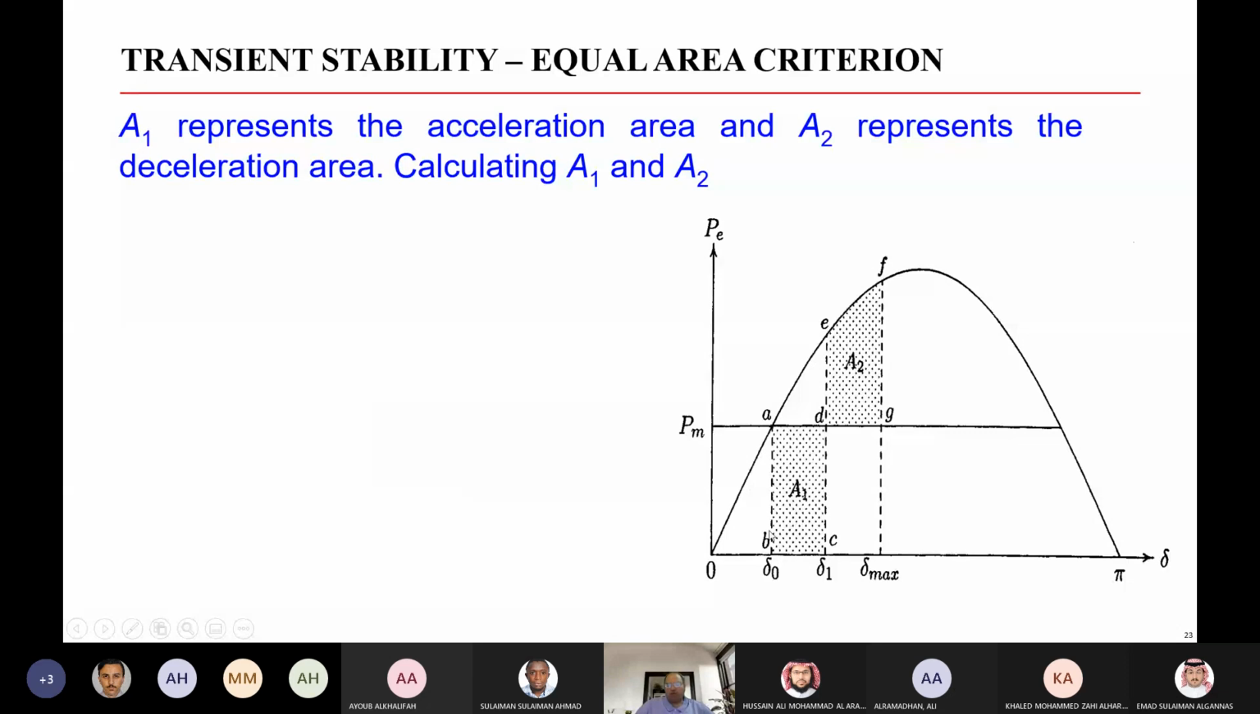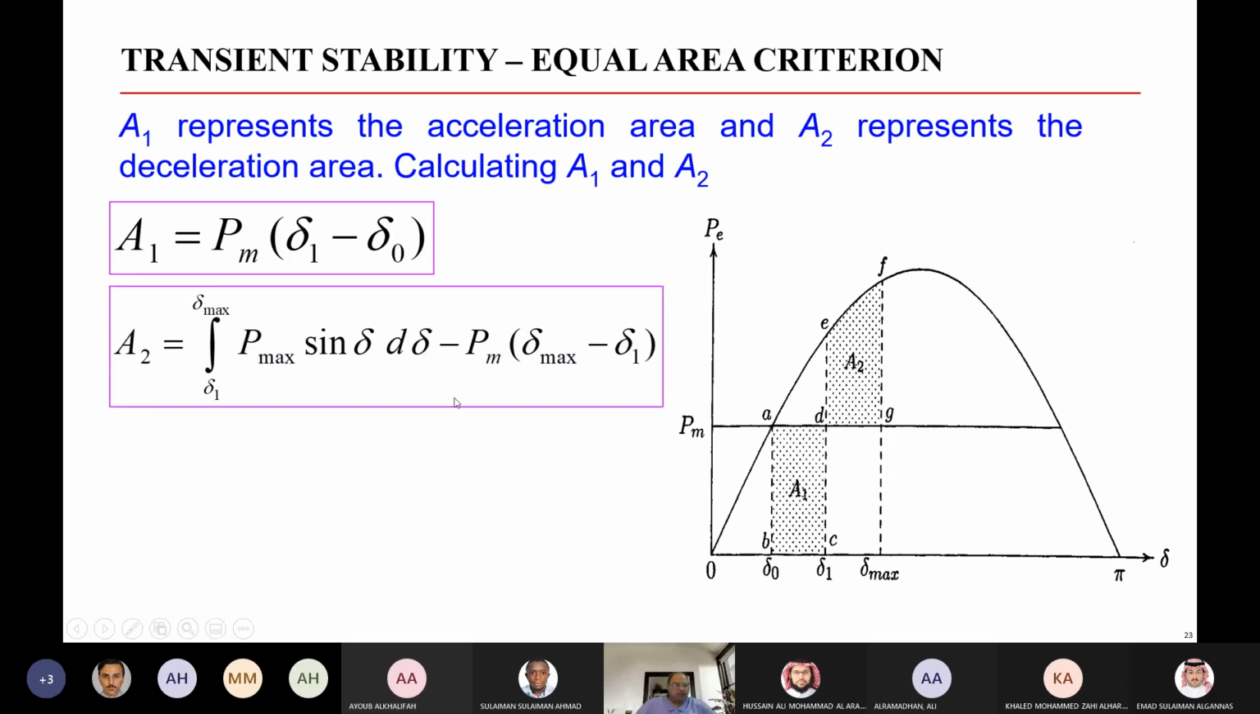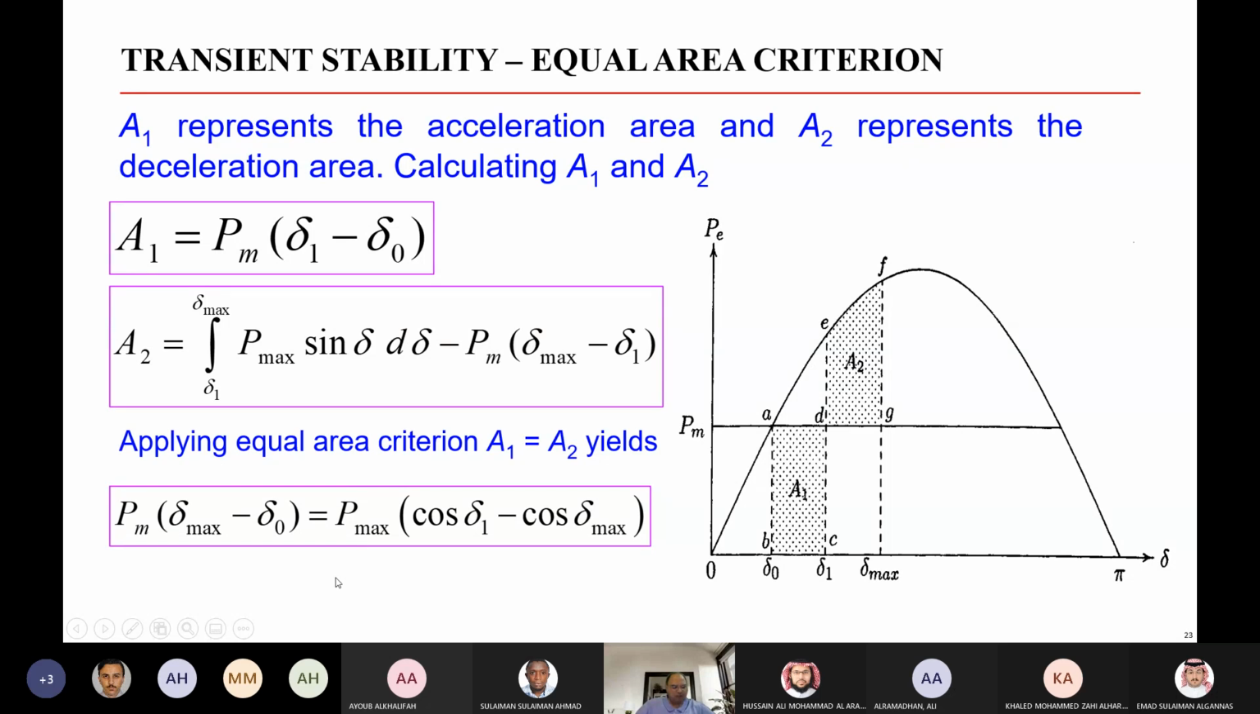So you can of course calculate A1 equal to P mechanical times delta 1 minus delta 0, and then A2 equal to the integration from delta 1 to delta max of P electrical, P max sin delta, minus the area of this rectangle, which is P mechanical times delta max minus delta 1. So this is the acceleration, and this is the deceleration area. Both are equal for the stability condition, and when you have them, you can write this one as such. So you can end up with this.